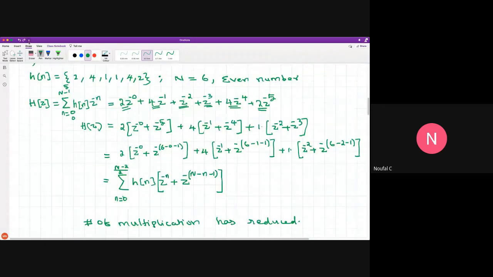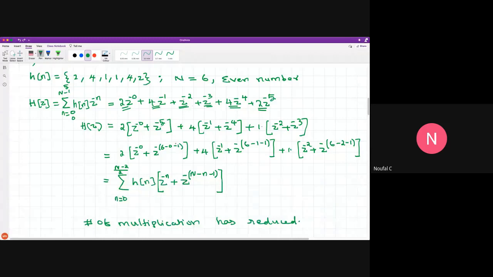Okay, so you can write this 2 into z raised to -0 plus z raised to -5 in this way, that is 2 into z raised to -0, and here for finding 5 I'm applying the property of the linear phase filter. This 5 comes from the fact that it can be written as capital N minus small n minus 1, that is 6 minus 0 minus 1 is 5.